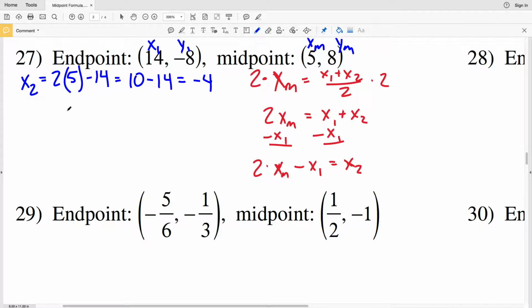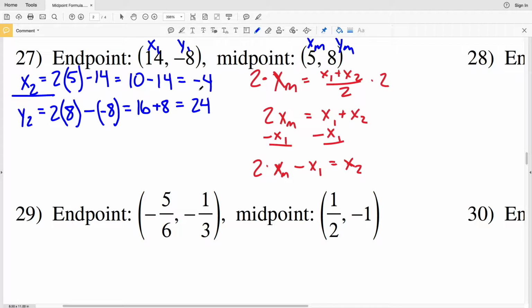And then let's do the same for our y coordinate. Y sub 2 is equal to 2 times y sub m, which is 8, minus y sub 1, so that's minus a negative 8. 2 times 8 is 16, and when we're subtracting a negative 8, that's the same as adding a positive 8. 16 plus 8 equals a positive 24. So my x coordinate is negative 4, and my y coordinate is 24. Negative 4, 24 is my solution in number 27.